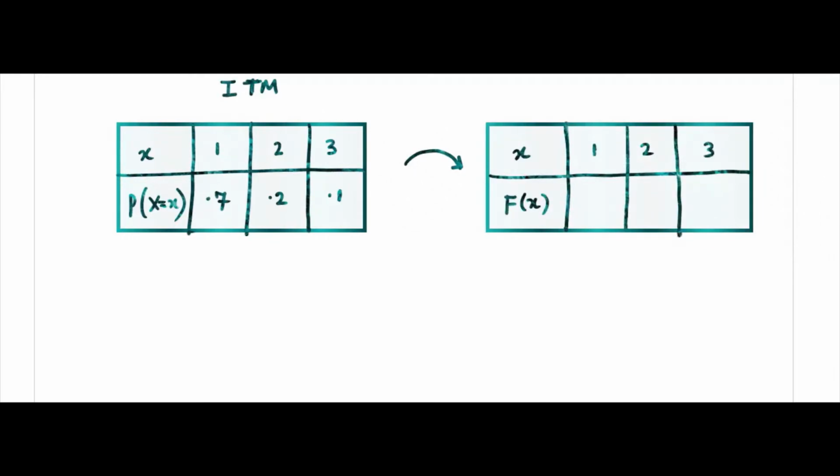So now up to 1 this is 0.7, up to 2 this is 0.9, up to 3 this is 1. Total probability is 1. So this is cumulative. Cumulative means probability up to 1 is 0.7, up to 2 is 0.9, and up to 3 you need to add everything. Okay. Now it's like this.